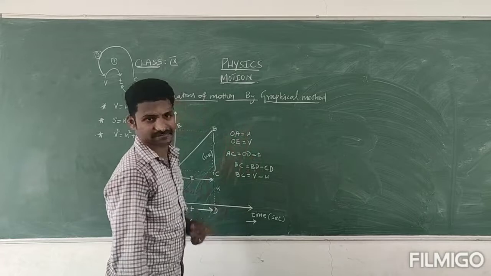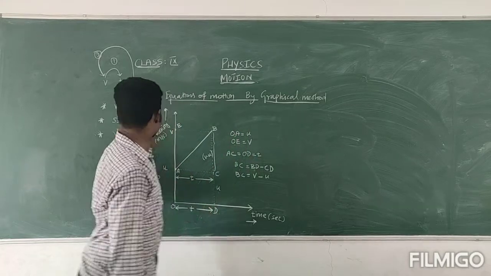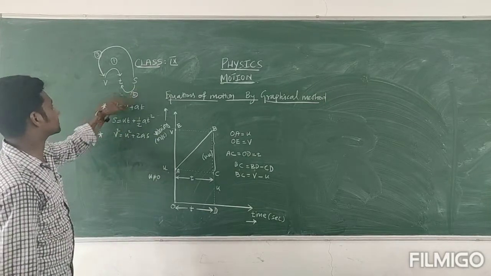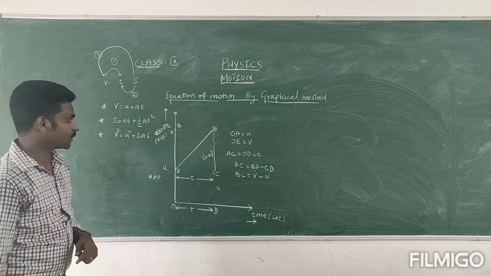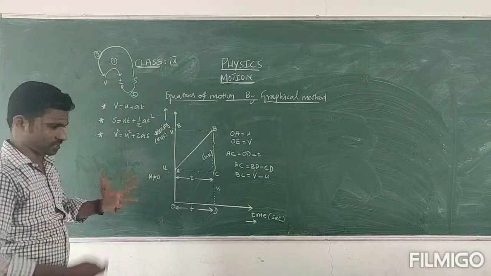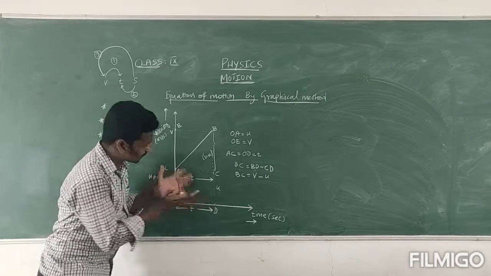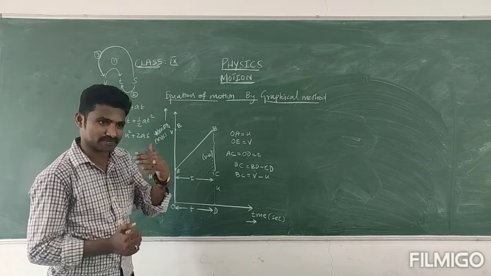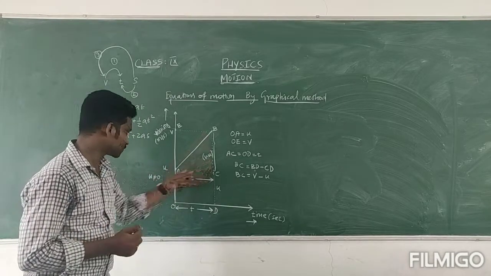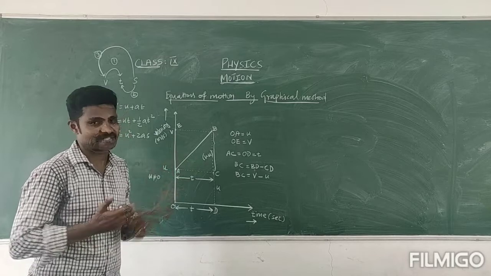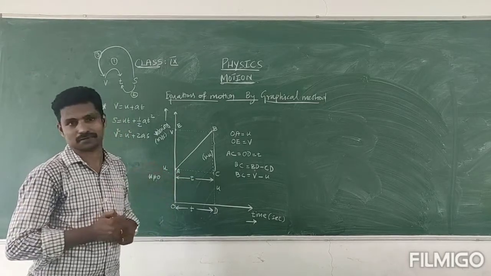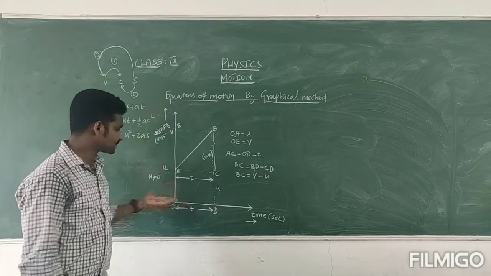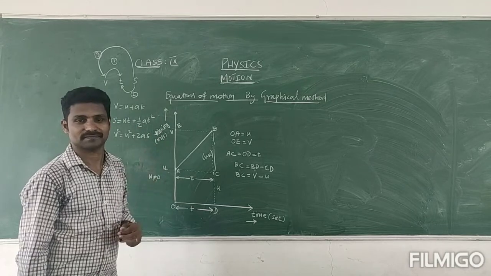So for the second equation, S is equal to ut plus half at square. You know that the second equation is a relationship between position and time. So how do we find the position from this graph? The previous equation we found based on acceleration, because we took the slope. But we need position, so what do we do? Very simple. Just multiply the x-axis value with the y-axis.